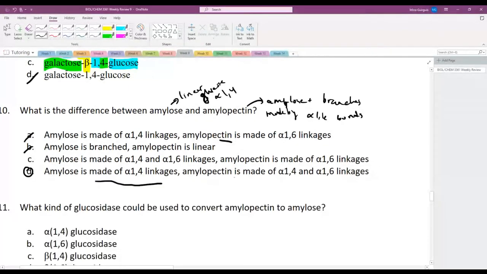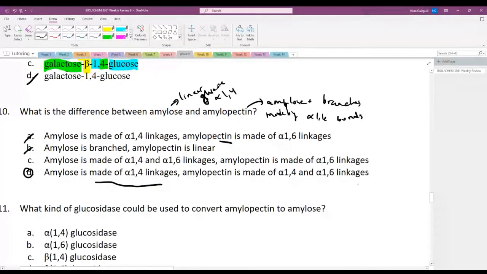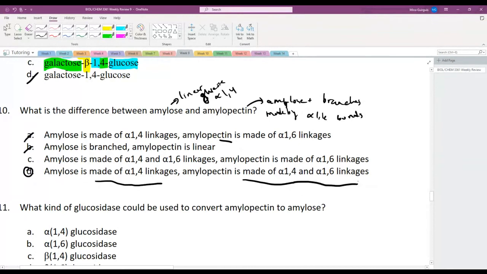Amylose has only alpha-1,4. Amylopectin has both alpha-1,4 and alpha-1,6. Okay, I've seen that question asked before. It's not the most common question because this topic is a little bit easier. It's just memorization. But it's important to recognize that amylopectin has two different kinds of linkages.